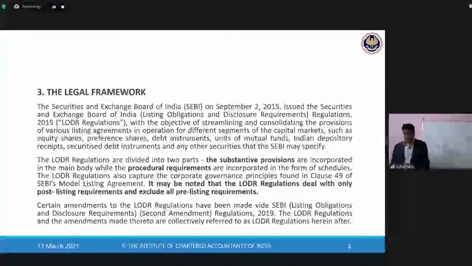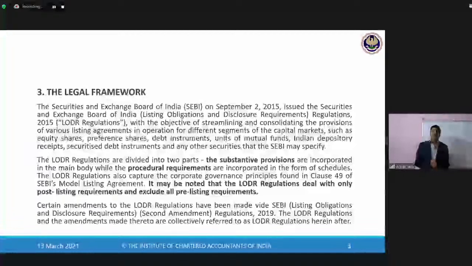So quickly looking at the legal framework. As regards the requirements of corporate governance, most of the requirements that we are going to discuss in this topic will be coming from SEBI regulations. We have the Companies Act, which is a law, and this law requires various things to be covered by the management, by the entity, by those charged with governance.